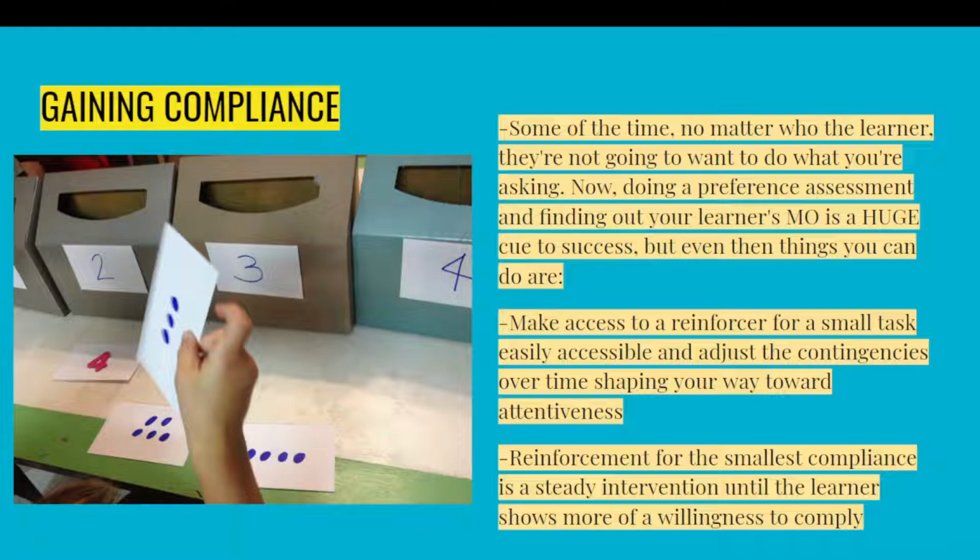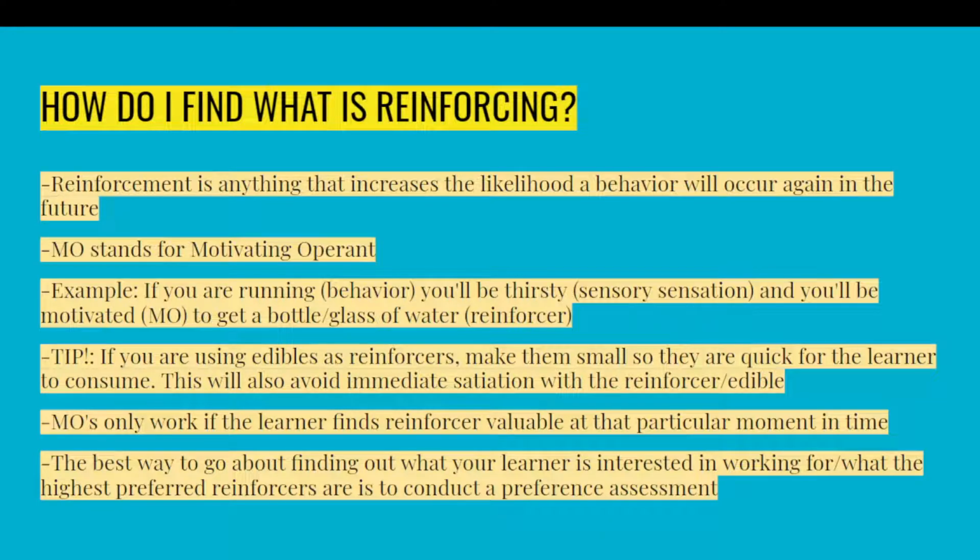But even then, there are things you can do, including make access to reinforcements or small tasks easily accessible and adjust the contingencies over time, shaping your way toward attentiveness. Reinforcement for the smallest compliance is a steady intervention until the learner shows more of a willingness to comply. So how do I find out what is reinforcing?